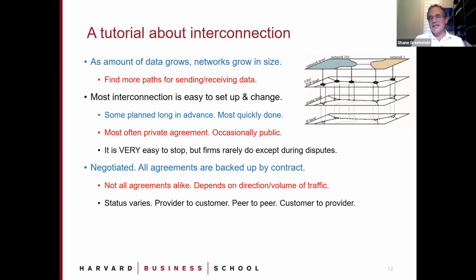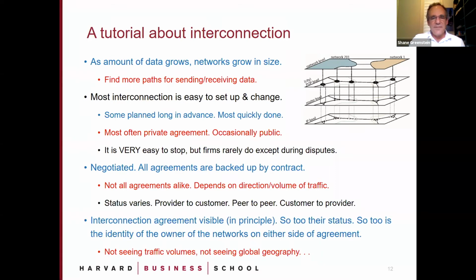Okay, and there's a lot written about those negotiations, and we have a lot to say about that in our appendix as well. But basically, that's what's going on. In principle, all of this is visible. So that's the last thing to appreciate. We will be able to see all the peering. We'll be able to see pretty much all the interconnection and their status and the identity of the owners. The thing we do not see is the traffic volumes. So we have to infer it.